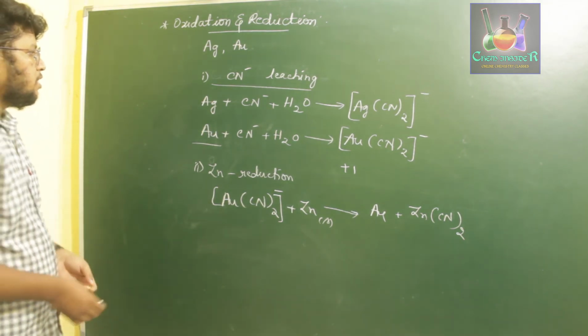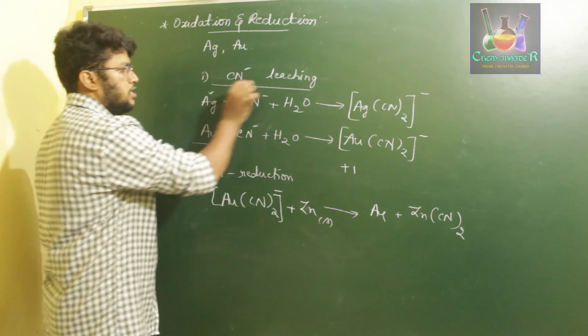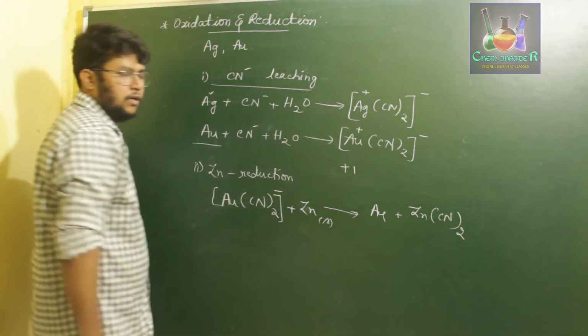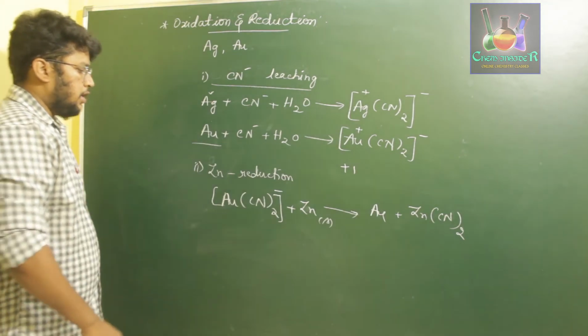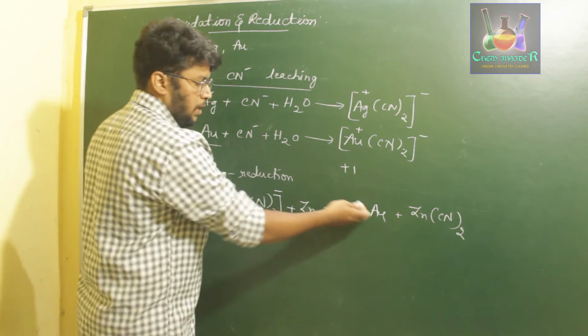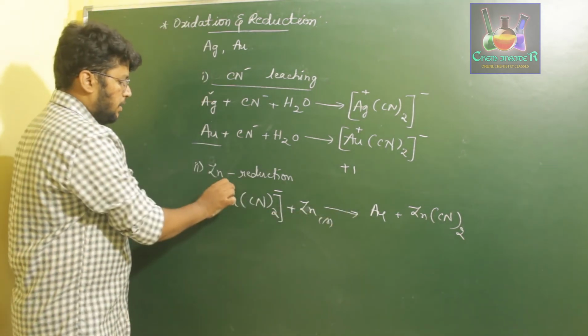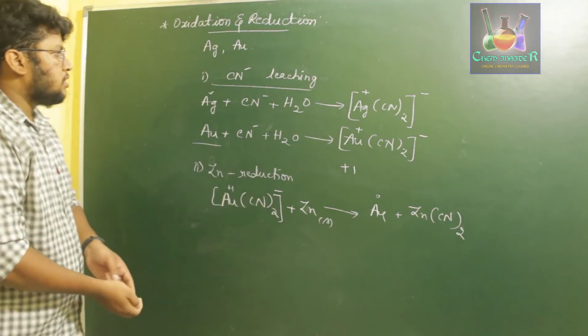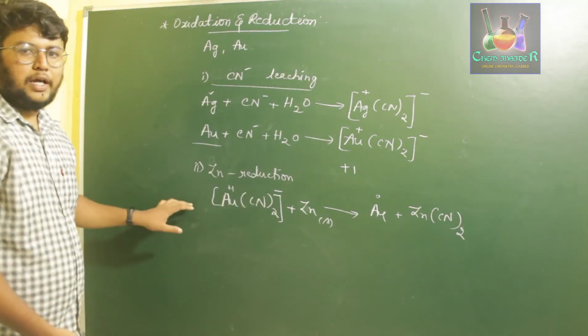So what did we do here is, first we oxidized Ag to its respective Ag+ state, Au to its respective Au+ state, and later we reduced those cyanides of Au and Ag to their respective metal. So here the +1 state of Au is reduced to 0 of Au. So this is the process of oxidation and reduction.